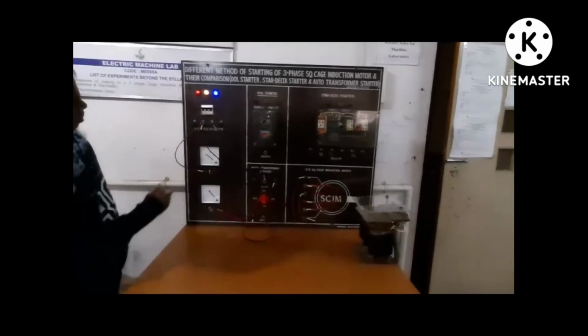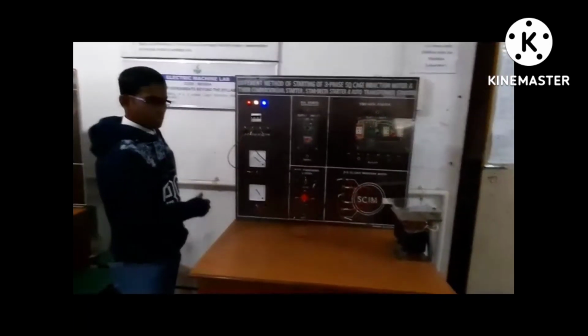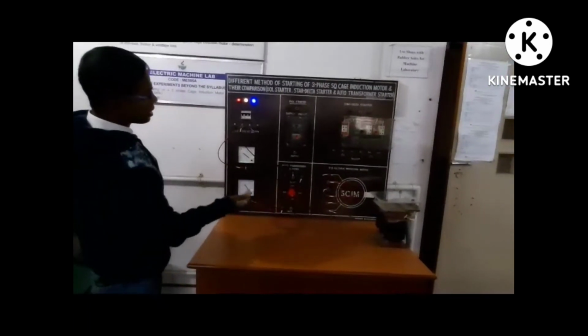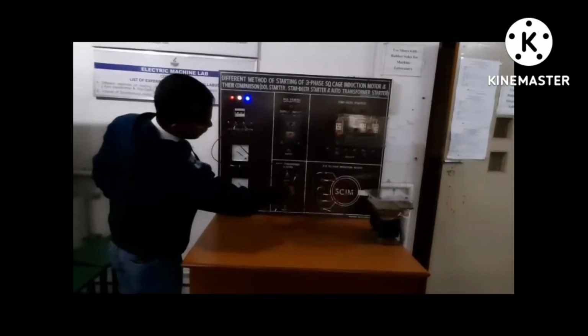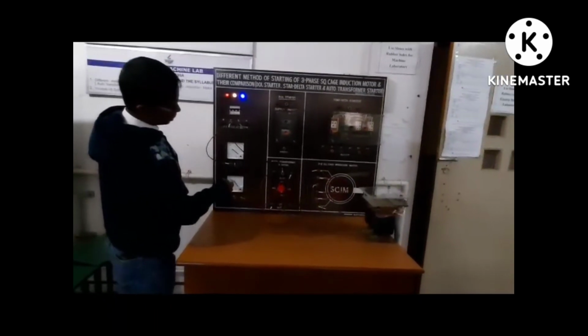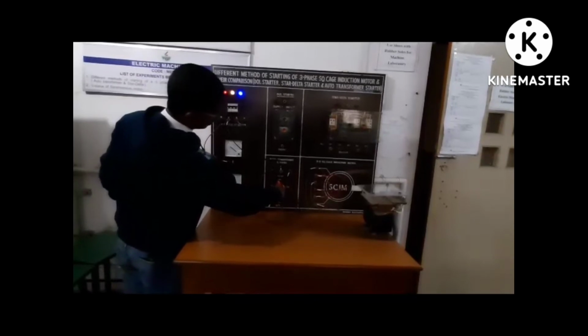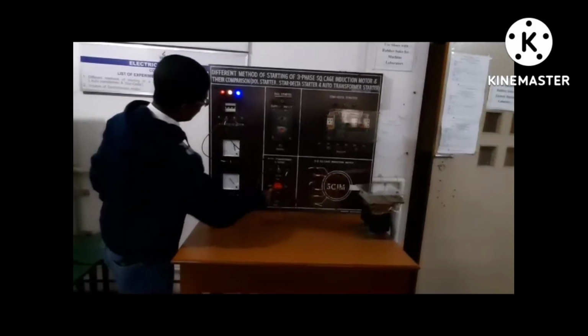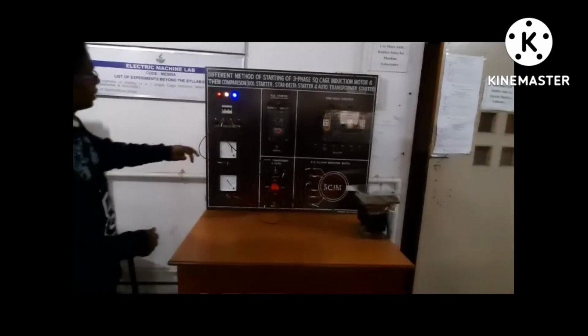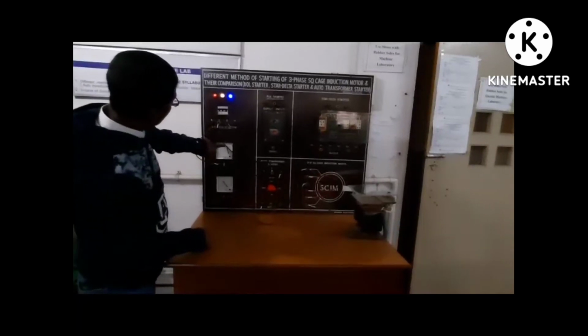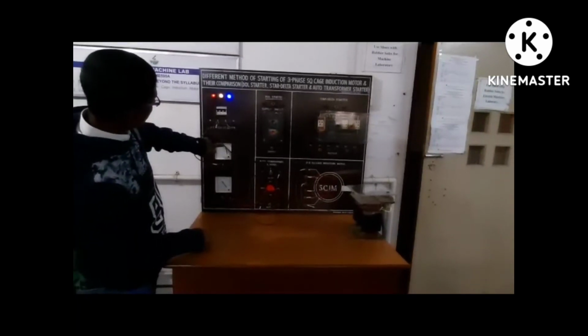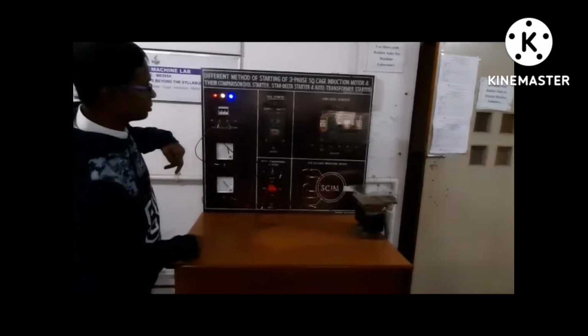Changing again to 75%, now the current is 1.15. Gradually the current was increasing, as the voltage tap change also increases the voltage. At 75% voltage, and now at 100% voltage we apply, the current reaches 1.567, 1.75.